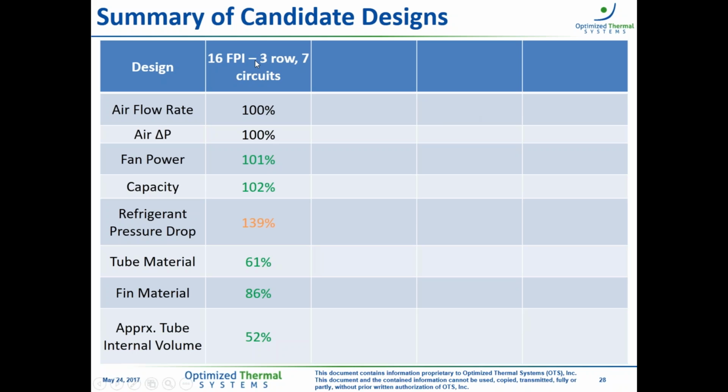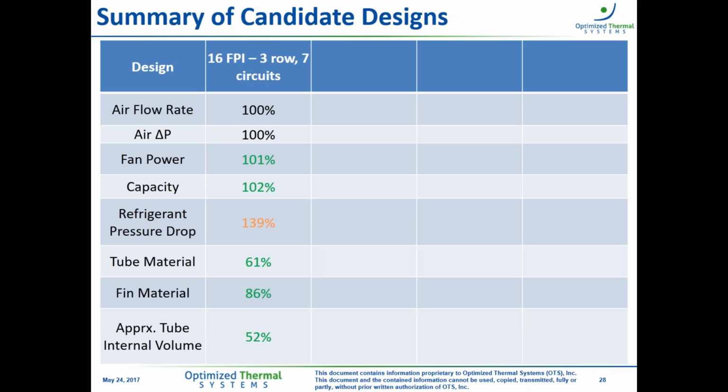If we look at our three-row design with 16 fins per inch, we can operate at the same airflow rate and we get the same air pressure drop as the baseline. Our capacity is increased by 2%, which is helpful, but our refrigerant side pressure drop is increased by 40%. Now, in this application, I think this is an acceptable increase in pressure drop. It doesn't degrade the COP of a cycle using the heat exchanger significantly, and that's because the refrigerant side pressure drop of the baseline is very low, so we're still looking at about 10 kilopascals of pressure drop.